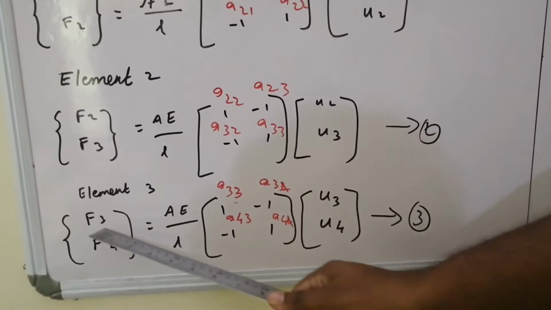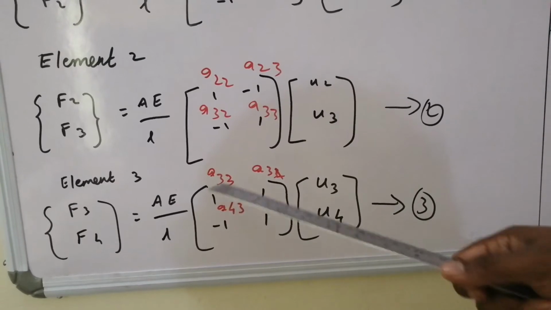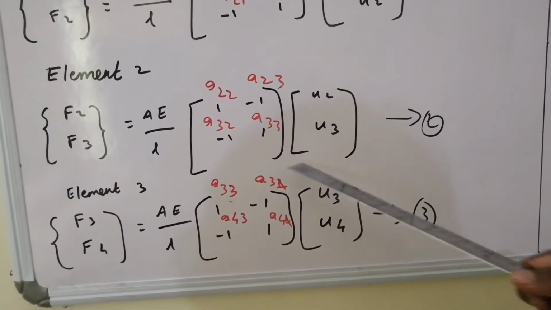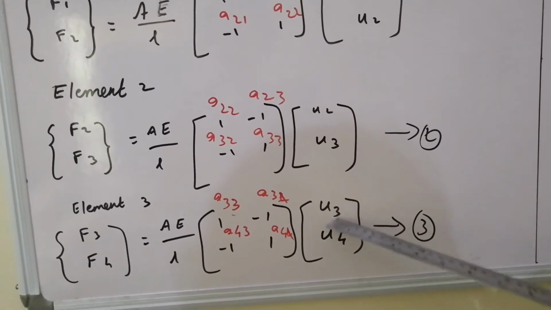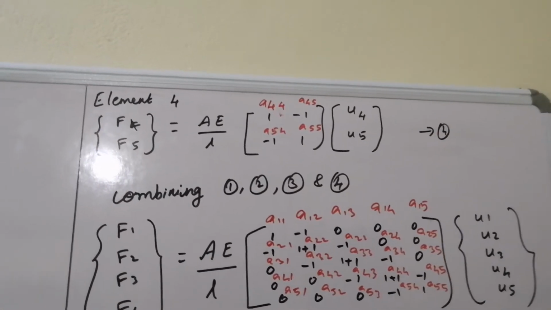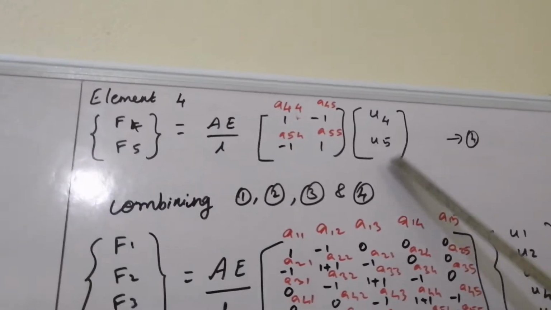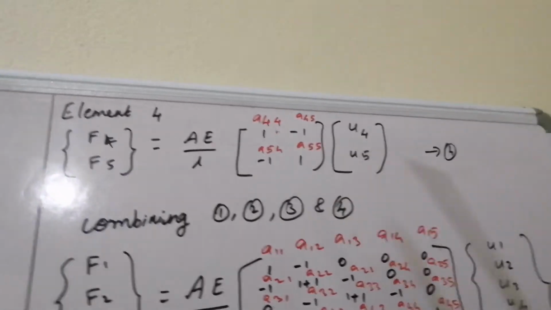In case of element 3, our nodes will be 3 and 4, so it will come as F3, F4 and U3, U4, and the positions will come as A33, A34, A43 and A44. And in case of element 4, since it consists of the fourth node and fifth node, it will come as F4, F5, U4, U5, and the positions will be like this.